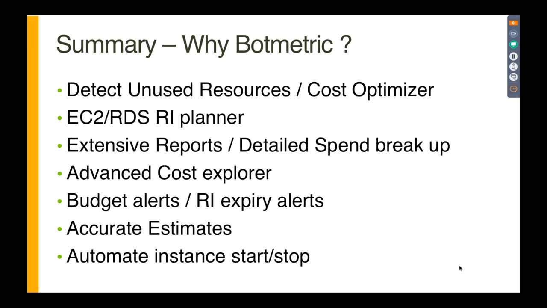So in summary, Botmetric helps you to be on top of what's happening in your AWS infrastructure with respect to cost. It lets you track your spend, and if you have tagging discipline in your team, then it makes it really easy for you to detect people who are violating or people who are spending a lot and make them accountable.